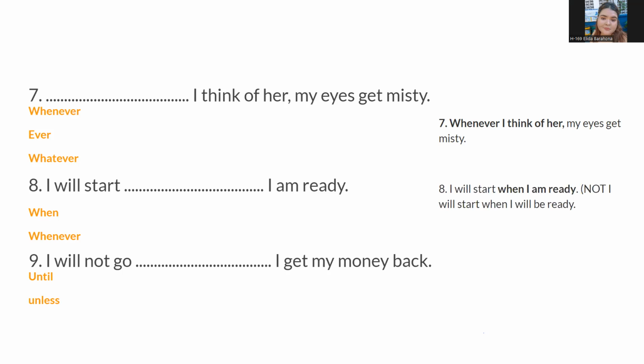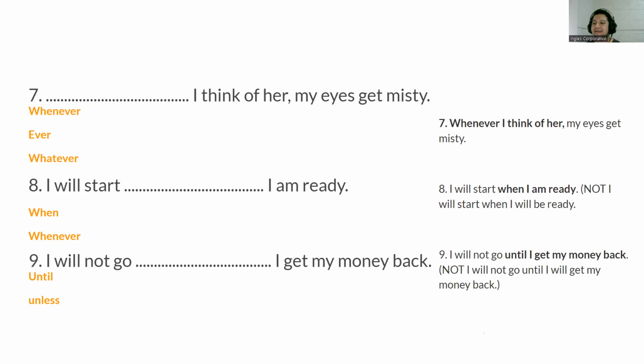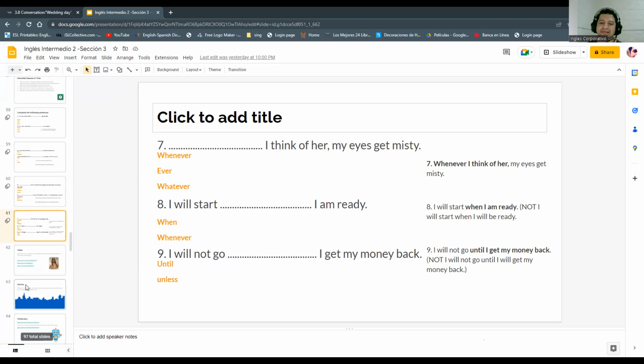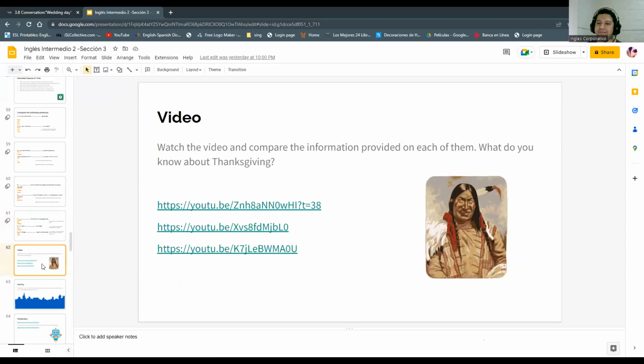Exactly. Yeah. I will not go until or unless I get my money back. I will not go until. Let's see. Very good. I will not go until I get my money back. Very good. So it doesn't make sense to use unless for that sentence. Yes, exactly. Very good. Perfect. That would be some of the other words that we can use as relative clauses, right? For time.